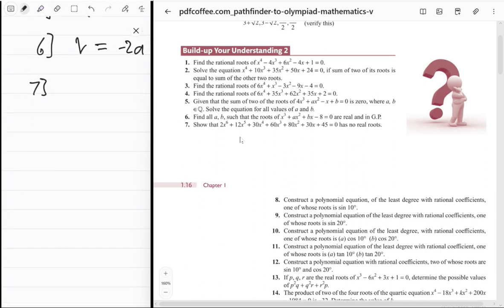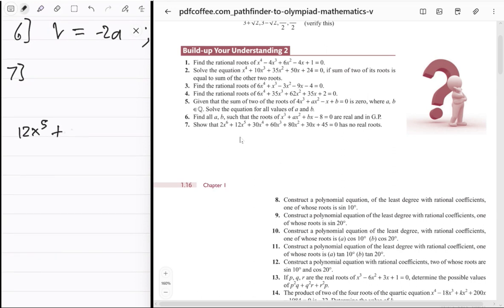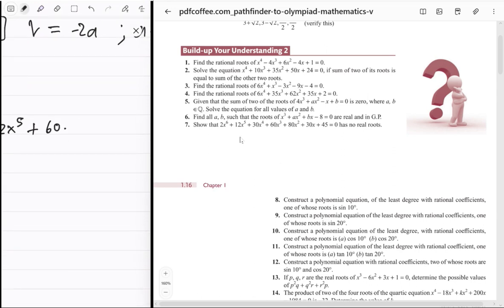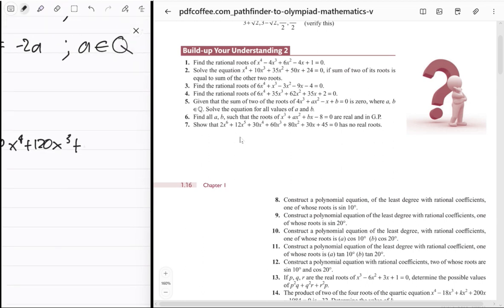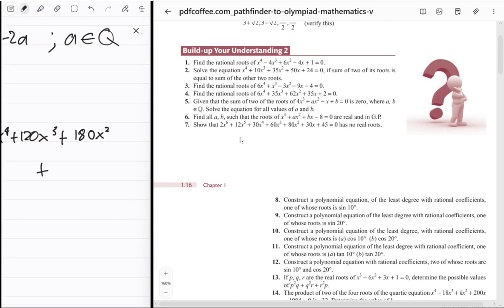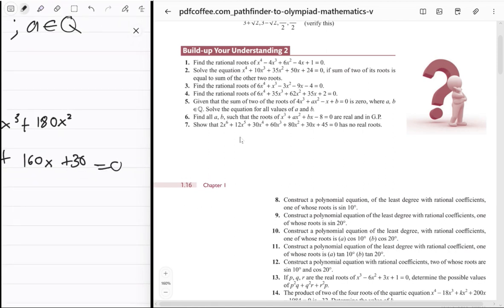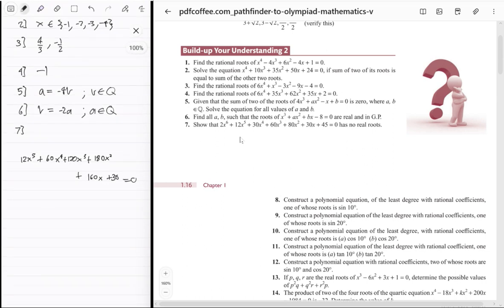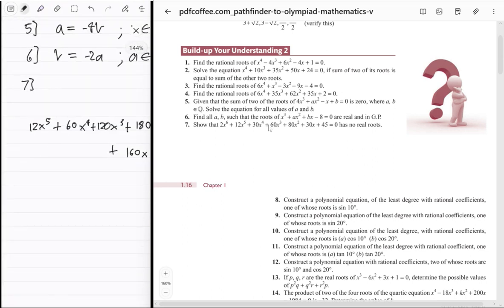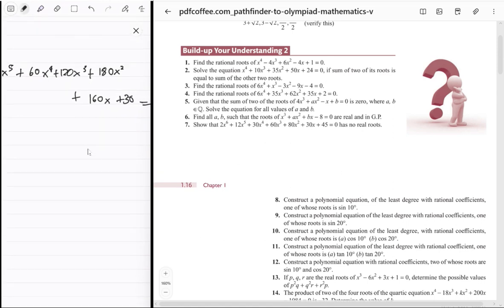Just take a derivative and equate it to 0. 12x^5 plus, what's this, 60x^4 plus 120x^3. I guess we are getting to something. Plus 180x^2 plus, so we got 80x, that's 160x, and then plus 30. That's equal to 0, whatever. So all of these are just multiples of 6, first of all. Are these all multiples of something? No, but these are, right? So all multiples of 6, I guess.